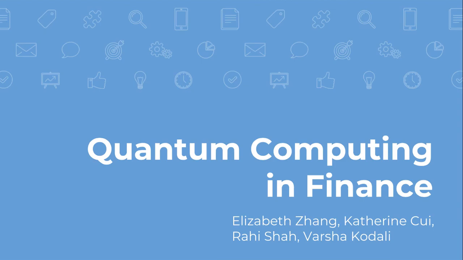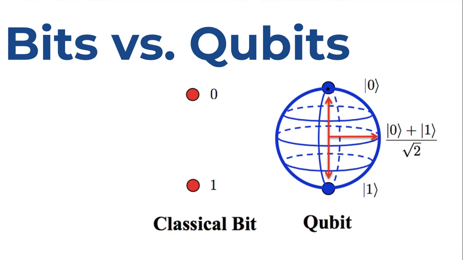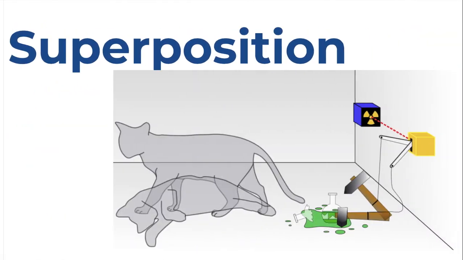Our topic is quantum computing in finance. So, what is quantum computing? Quantum computing is different from classical computing. While classical computing uses bits, quantum computing uses qubits.